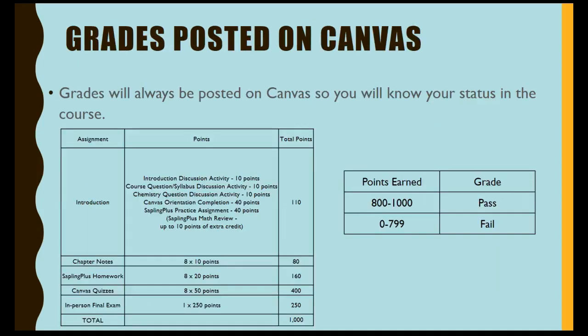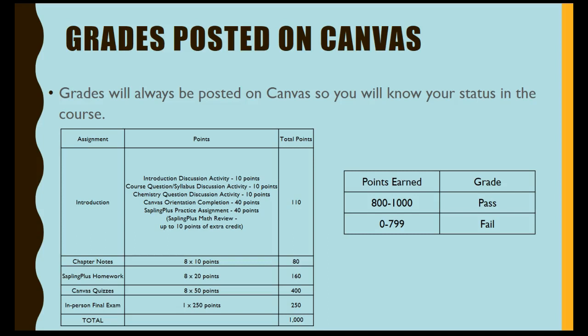Here is the breakdown of points for the semester. So those extra introduction requirements that you do during week 1 add together to be a total of 110 points. The discussion activities are 10 points each. The Canvas orientation is 40 points. And then there is a Sapling practice assignment. It's not even about chemistry, but it's just learning how to use the homework. That is worth 40 points.